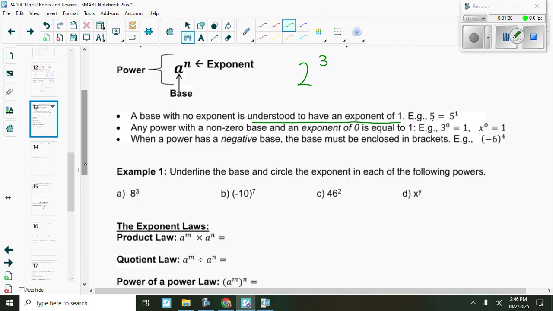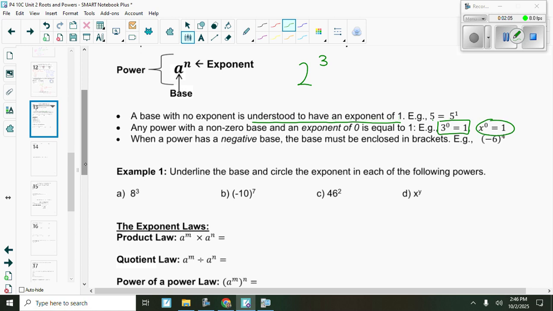Any power with a non-zero base and an exponent of 0 is your zero exponent. We did this not too long ago on the 5 a day. Remember, there was a whole bunch of stuff in brackets raised to the exponent 0, and some of you weren't sure what to do with that one. Anything to the exponent 0 is 1. In your notes, you could circle it, highlight it, or write yourself a note so you're aware. Any number to the exponent 0 is equal to 1.